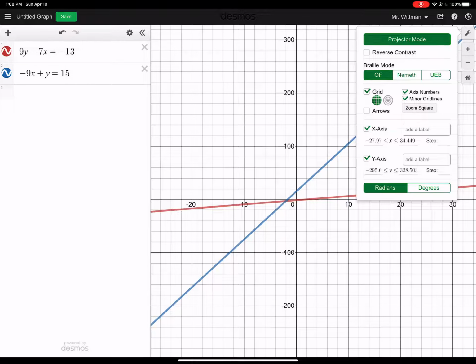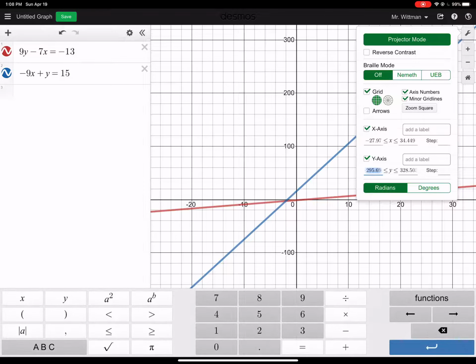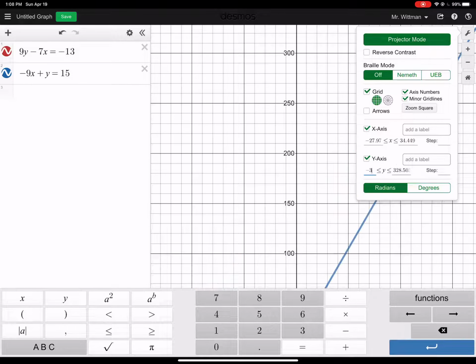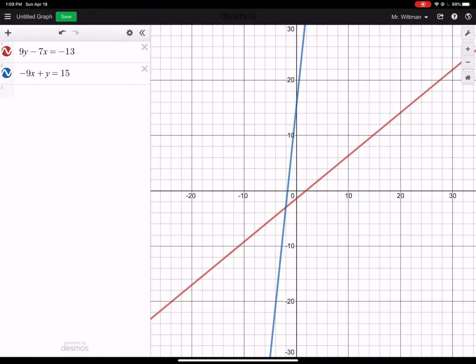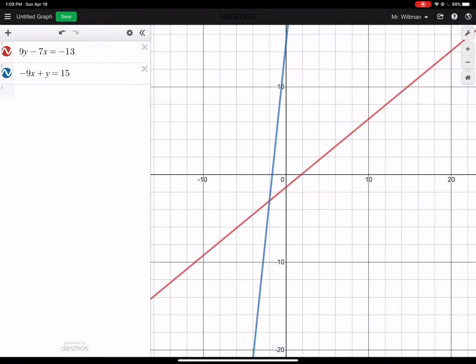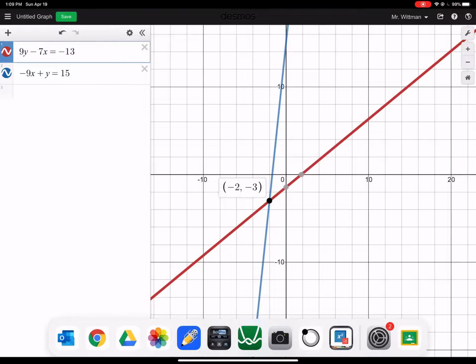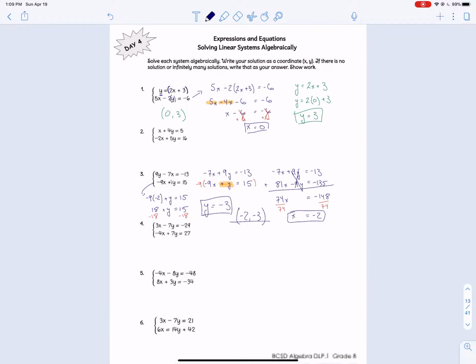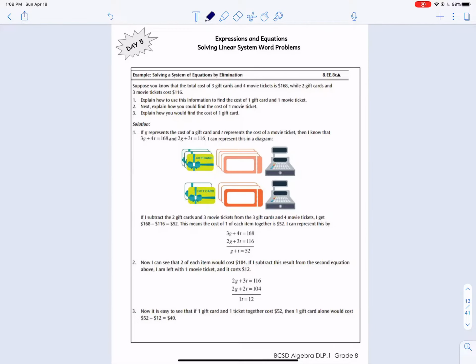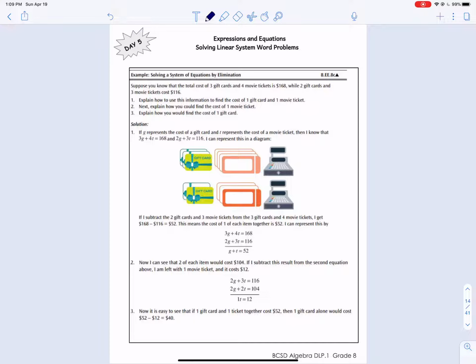I'm going to change this. It's kind of hard to see, so let's do negative 30 to positive 30. There we go. Easier to see now. Okay, so the point where the two lines cross should be the same as what we found: negative 2 comma negative 3. All right, so we did it right. Okay, so again, same kind of thing on the rest. Again, check your work with Desmos if you need to.